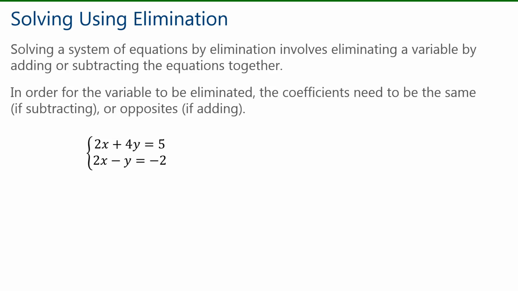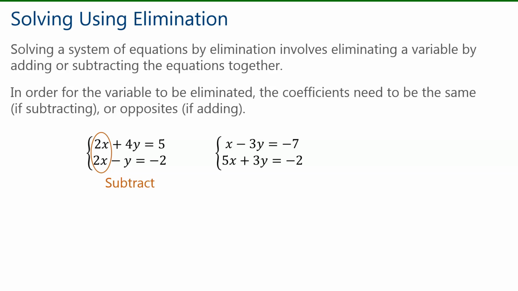So let's have a look at this system. If you look at the coefficients of x, they're the same number, they're both 2. So if I wanted to eliminate x from the system, I can just subtract these two equations, because 2x take away 2x is 0.